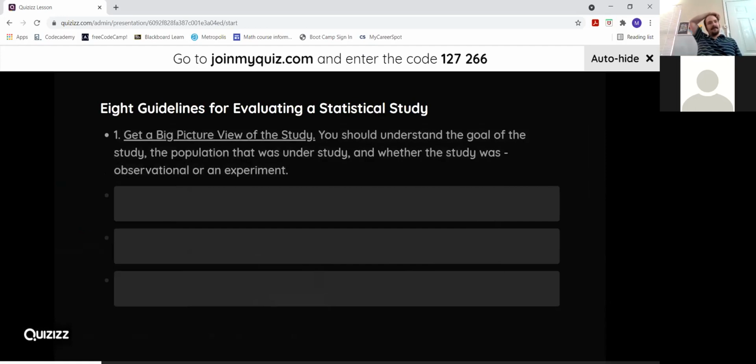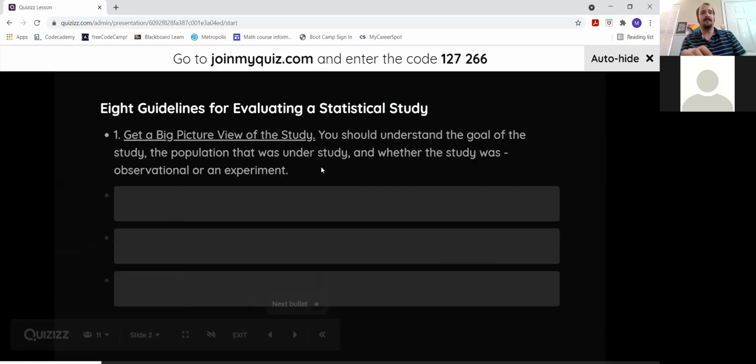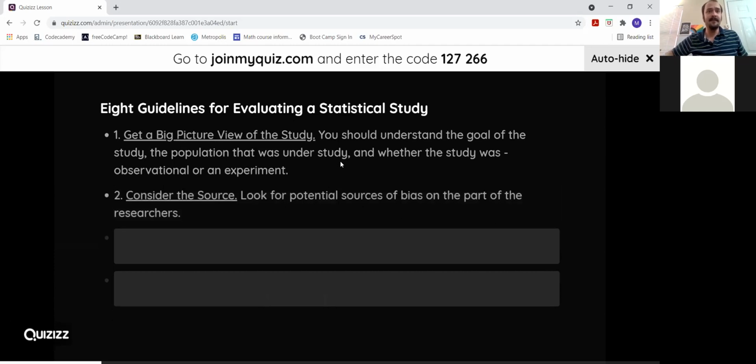I got them divided up here. The first thing was to get a big picture view of the study. You should understand the goal of the study, the population that was under study, and whether the study was observational or an experiment. They also talk about the surrounding context of the study. There is a world out there. If this is clashing with everything else that you know about the world, then it deserves more skepticism. If it's conflicting with stuff that we already know, definitely put more scrutiny on it.